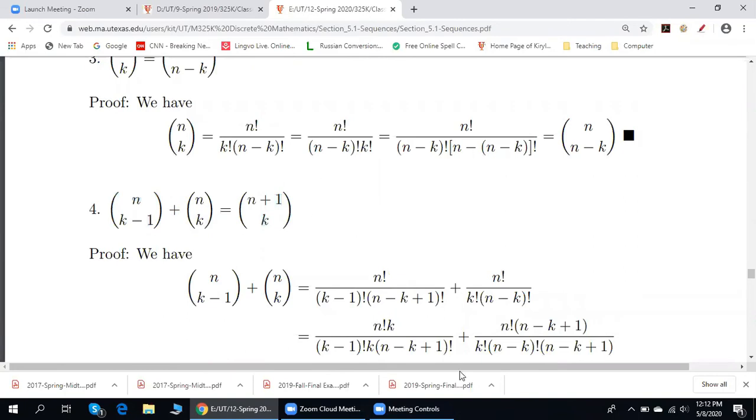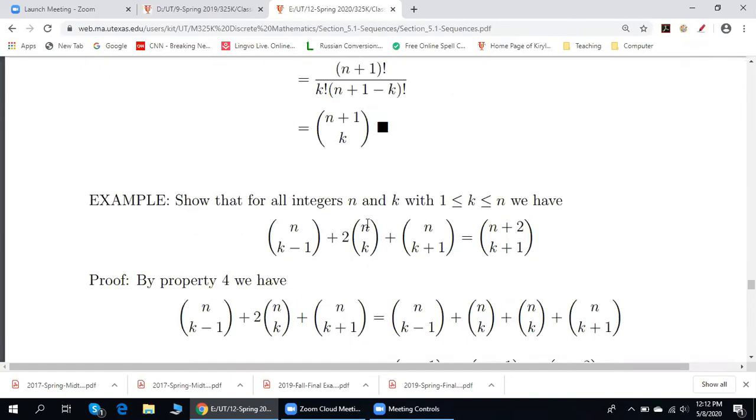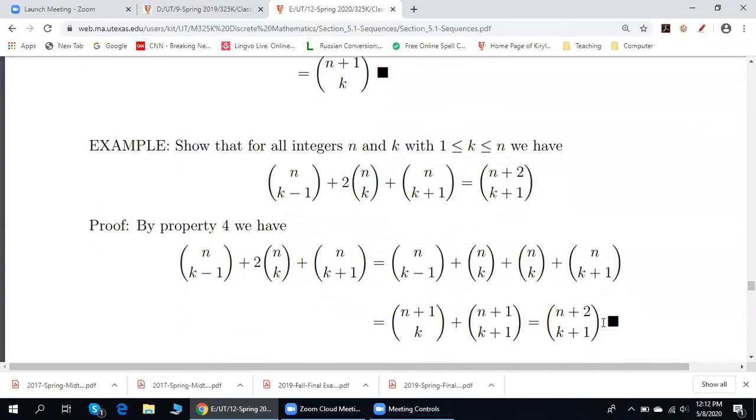This property, observe that 2 times n choose k can be rewritten as n choose k plus n choose k. And by property 4, this sum is equal to n plus 1 choose k. This sum is equal to n plus 1 choose k plus 1. Lastly, by the same property, this sum is equal to n plus 2 choose k plus 1. And we're done. Now, let us discuss another nice application of the choose symbol.